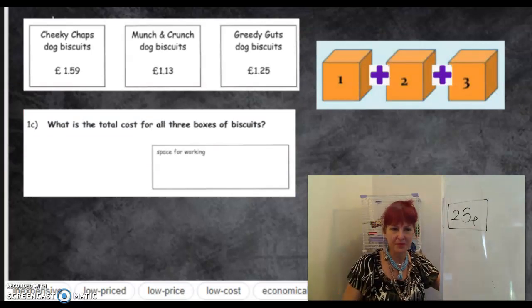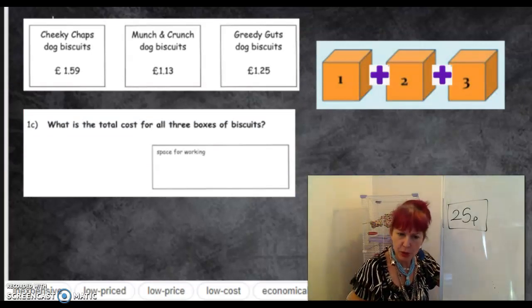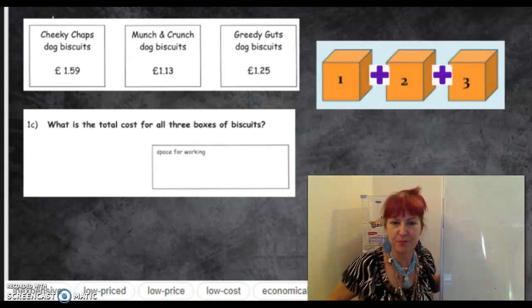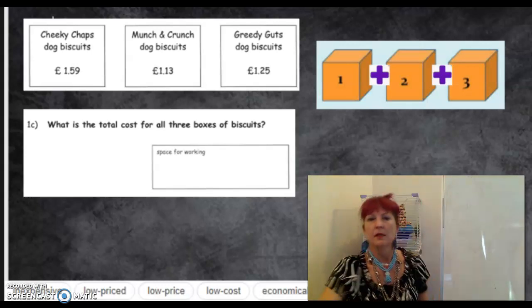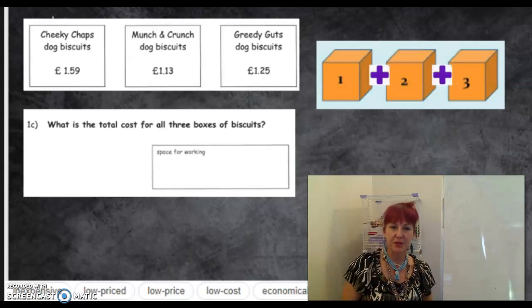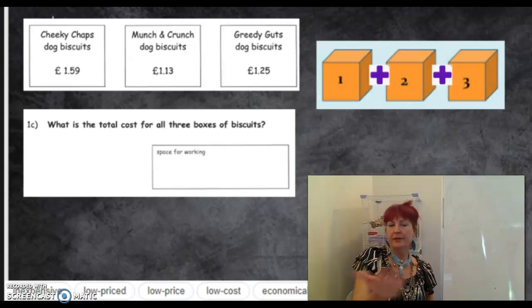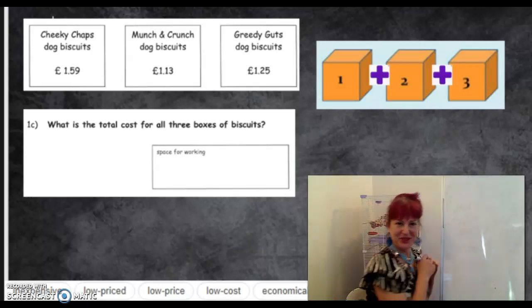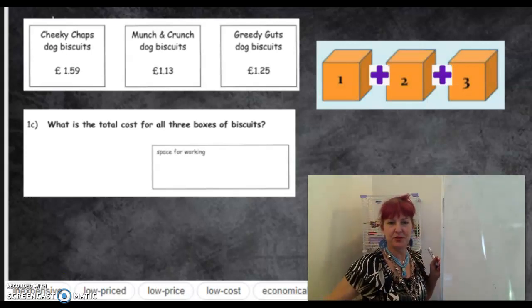Next question. What is the total cost for all 3 boxes of biscuits? Can you think of any other words for total? Total means everything, all together, and we're going to use our plus button. They've given us a little tiny bit of space for working it out, but I'm going to do it outside the box over here. What is the total cost?